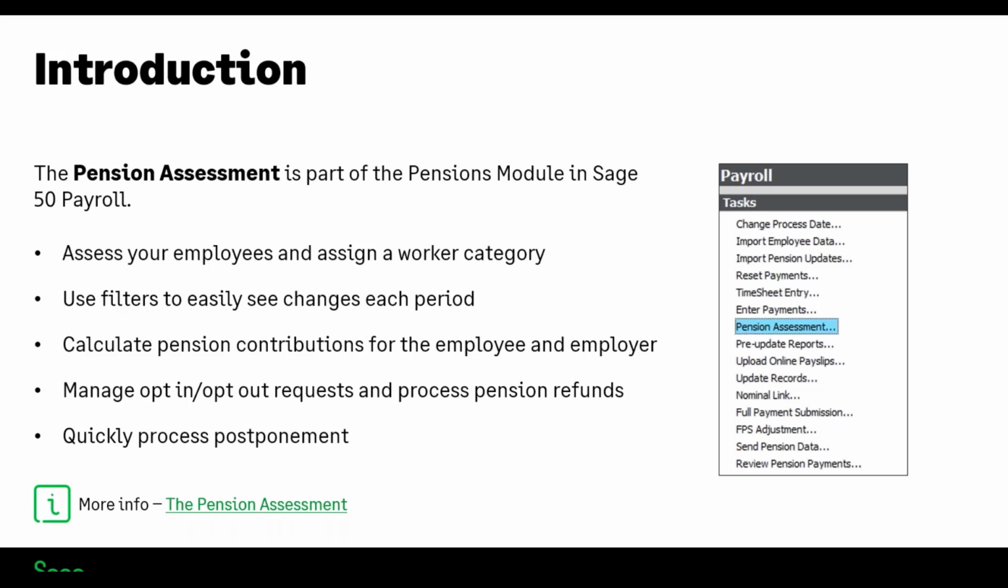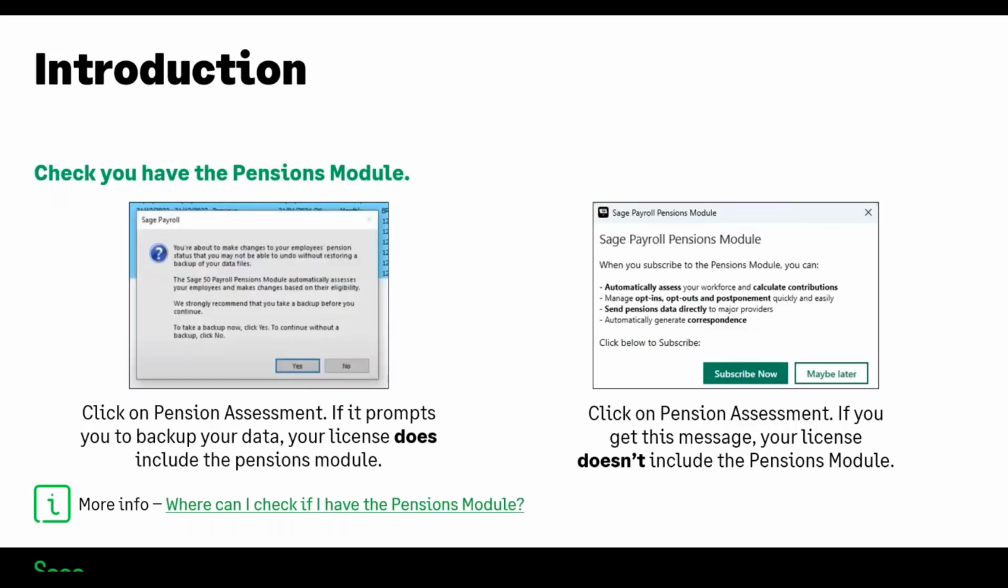And you might be wondering whether or not you've got the pensions module. Well, this is one of the ways that you can check. If you simply click on the pension assessment option in Sage 50 Payroll, you'll get one of these come up. If Payroll prompts you to take a backup, like that screenshot on the left, your licence does include the pensions module. Or if it asks you to subscribe, like the screenshot on the right, then your licence does not include it. You would have to subscribe to the pensions module to use the options.